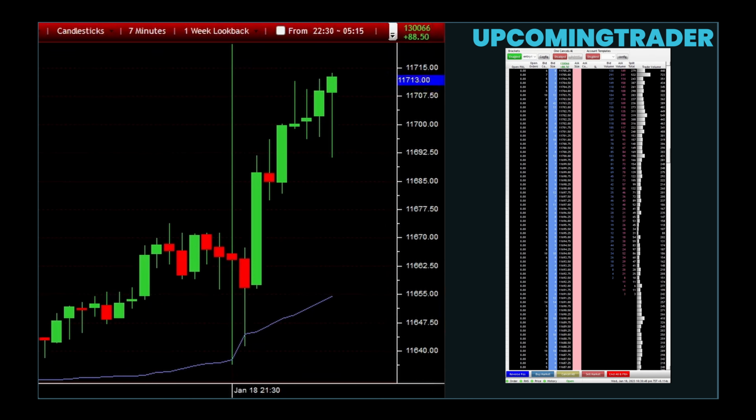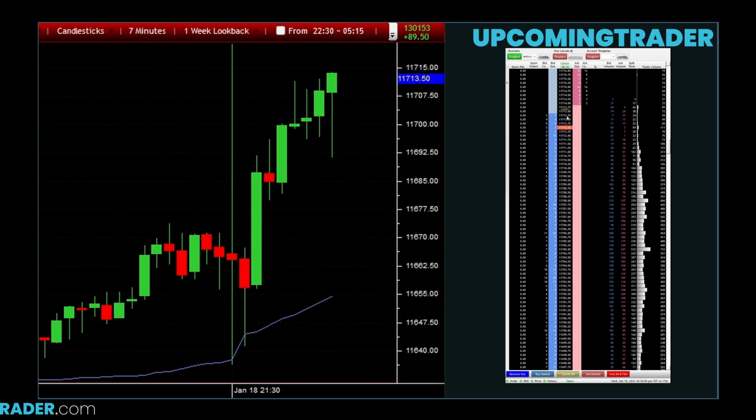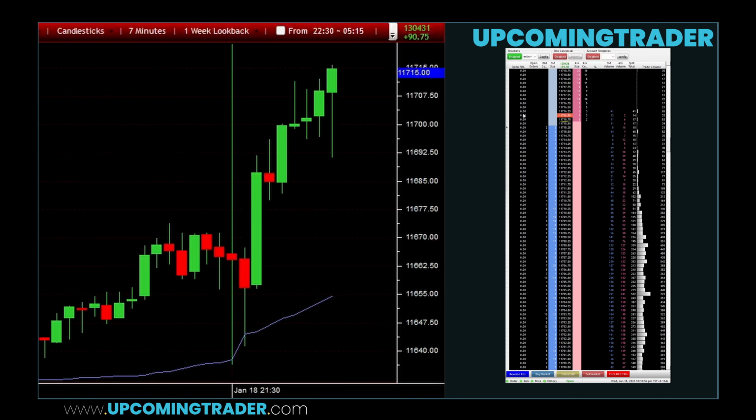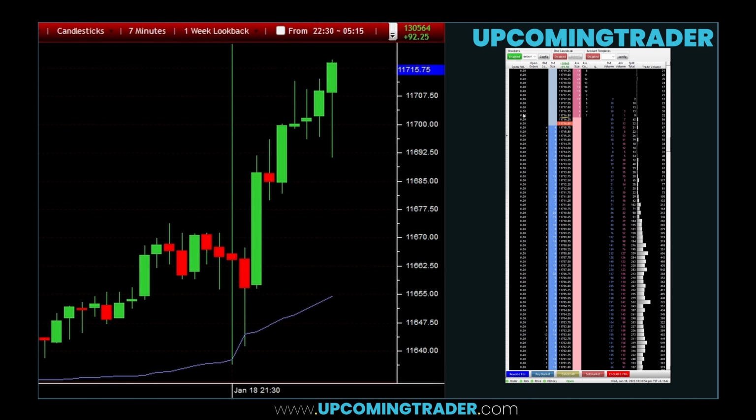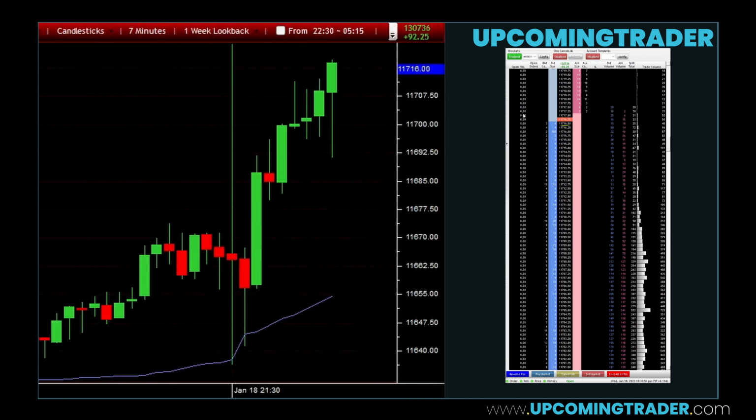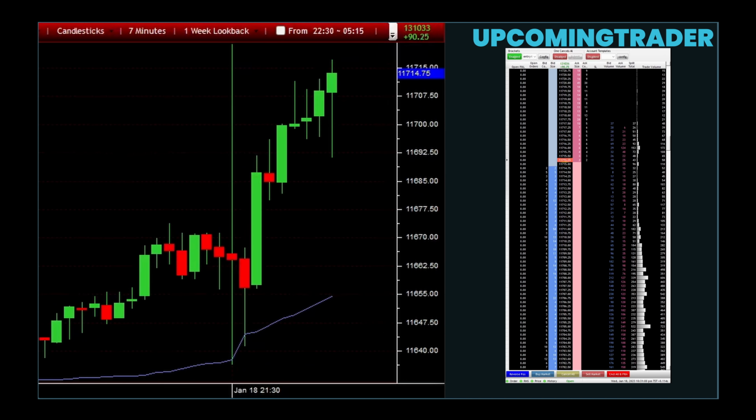Another signal is divergence between price and volume. If the price keeps rising but the volume starts to decrease, it can be a sign that the trend is losing steam and could reverse soon. Are you starting to see how powerful volume can be when it comes to understanding what is happening in the market?